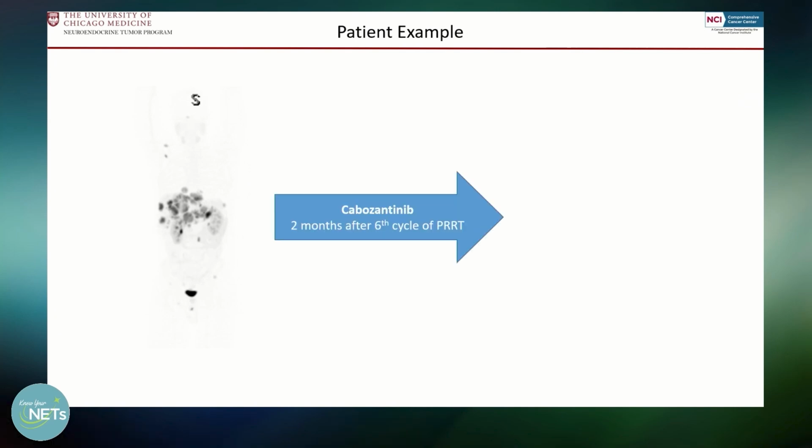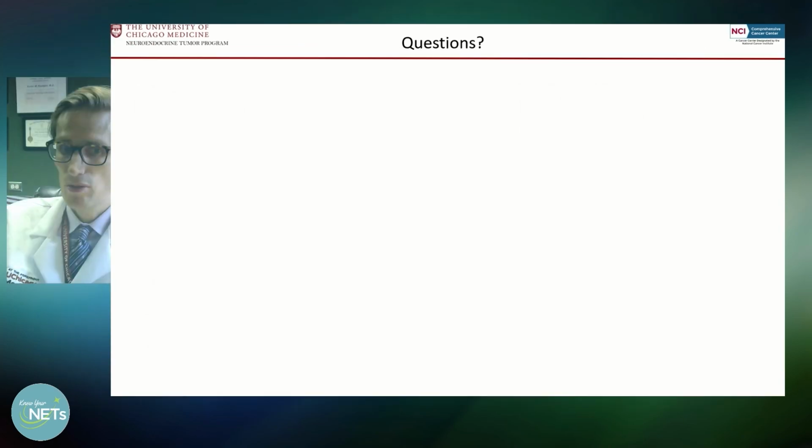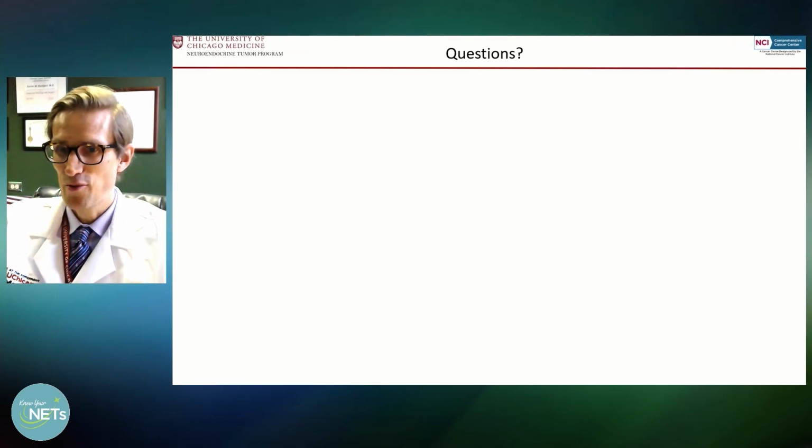And we then started him on cabozantinib, which is a new therapy that was approved by the Food and Drug Administration just recently. And his first scan after cabozantinib and after 6 cycles of PRRT showed a complete response. So that is a very intriguing case. So all the tumor completely disappeared. It is intriguing because it raises a lot of questions when it comes to treatment sequencing, right?